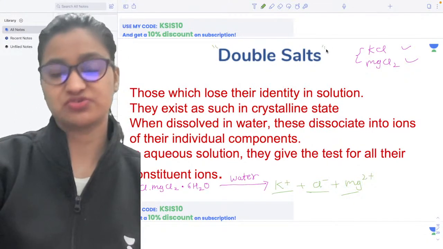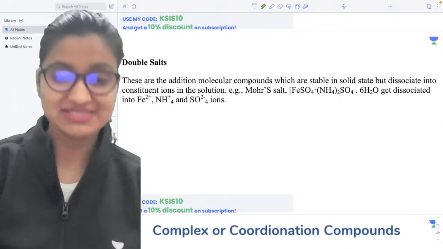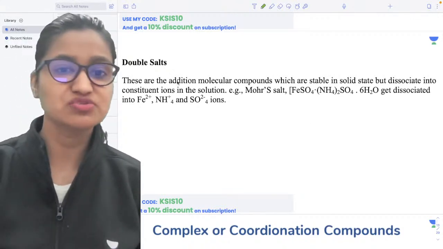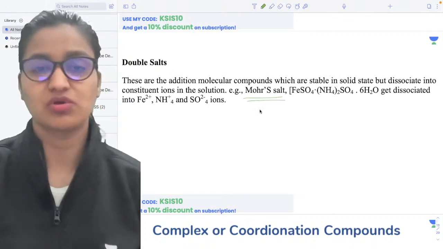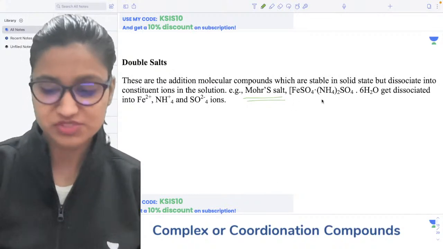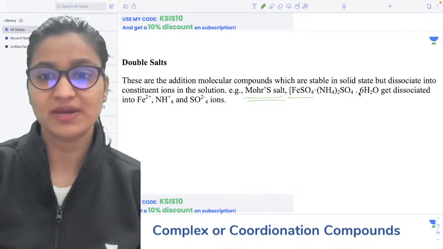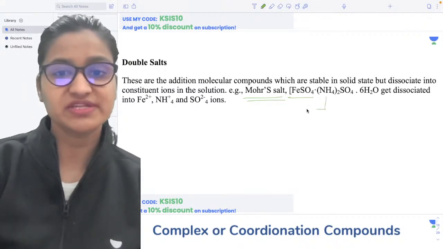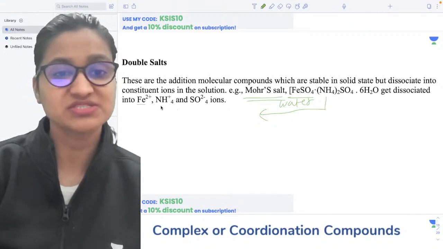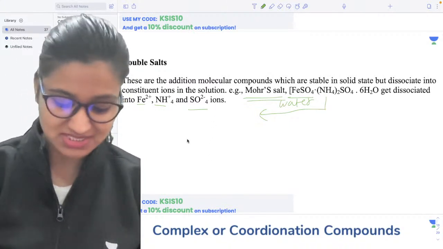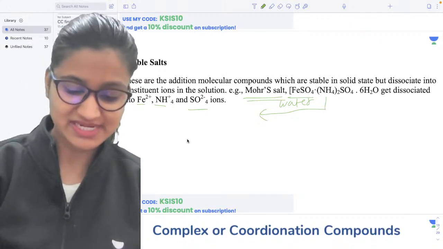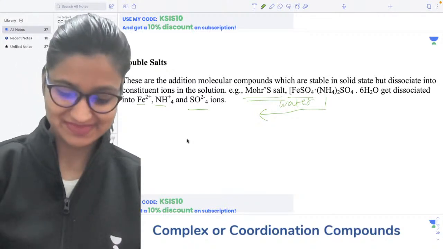So this is the deal with double salts. Now let's see one more thing about double salts. These are addition molecular compounds which are stable in solid state. In solid state they are stable but dissociate into constituent ions in the solution. The example is alum, which was above. Another example is Mohr salt, FeSO4.(NH4)2SO4.6H2O. When you dissolve this in water, it gets dissociated into all of its individual ions, Fe2 positive, NH4 positive and SO4 2 negative. So this is the deal with double salts. I believe इसमें कोई doubt नहीं होगा.